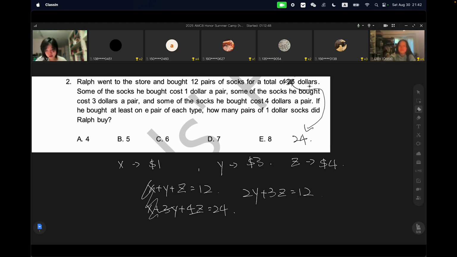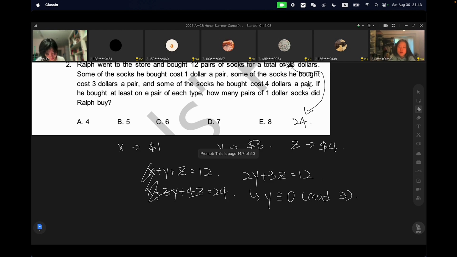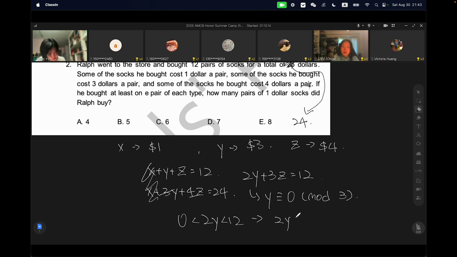So we know that Y and D are both larger than or equal to 1. So it follows that 2Y is a multiple of 3, and 2y is a multiple of 6. So since 0 is less than 2y is less than 12, we must have 2y equals 6. So when 2y is equal to 6, then 3d is also equal to 6, and we would have y equals 3 and d is equal to 2.